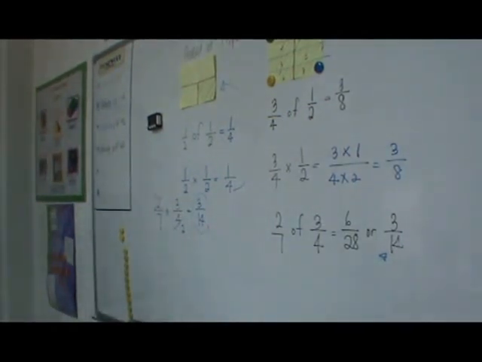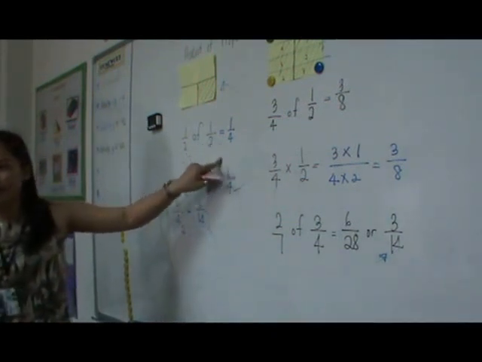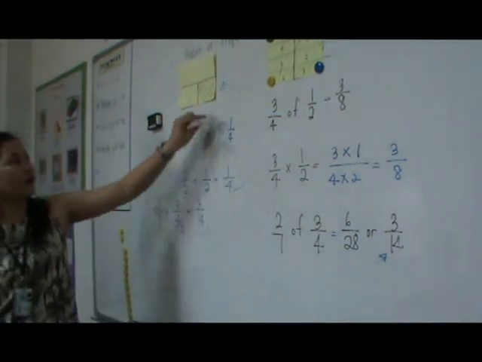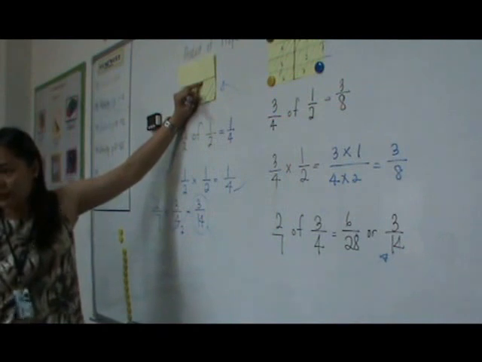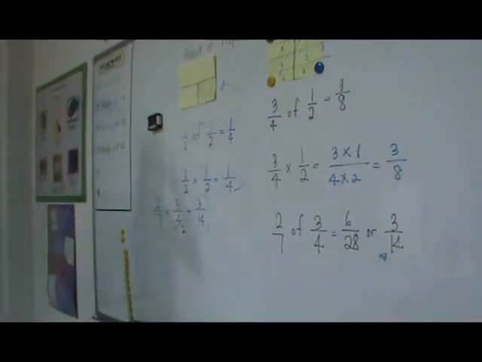What's the reason I must do the shading part? The shading part is just for you to understand what it means by 3 out of 4 of 1/2. Like this one, 1/2 of 1/2. You see already that the 1/2 of 1/2 is 1/4. That's just for you to imagine what it means.